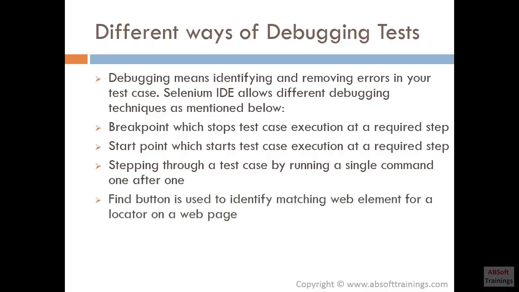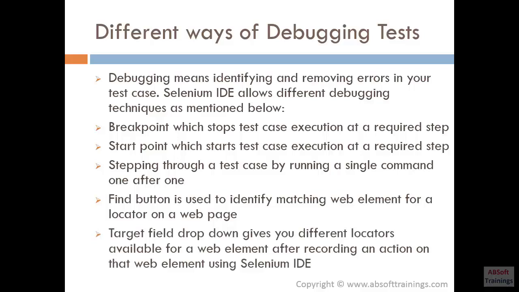The next one is using the find button to identify matching web elements for a locator. You can give a locating strategy and click on find to see exactly what web element it's matching. The final one is the target field drop down. Whenever Selenium IDE performs an action on a web element, it records all different locating strategies for that element in the target field drop down. You can go and see the different locating strategies and find out the best one.